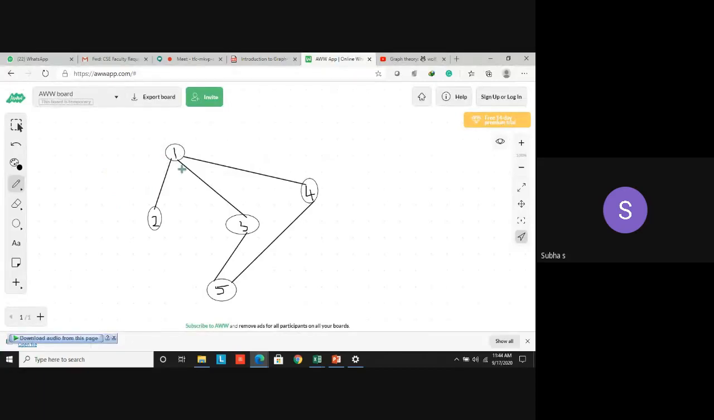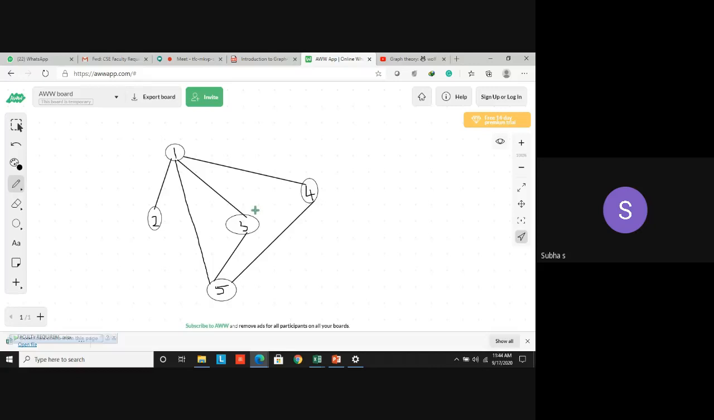What are the adjacent vertices for node 1 here? There is a path from 1 to 4, so this node is adjacent. There is a path from 1 to 3, so 3 is adjacent to 1. There is a path from 1 to 2, so 2 is adjacent. Only 2, 3, 4 are adjacent. But what is the one more node left out? 5. There is no path. You have to connect this also. Then only this graph will become a complete graph. I mentioned this for vertex 1 only. Even now this is not complete.